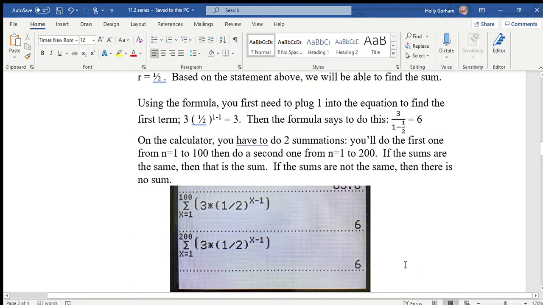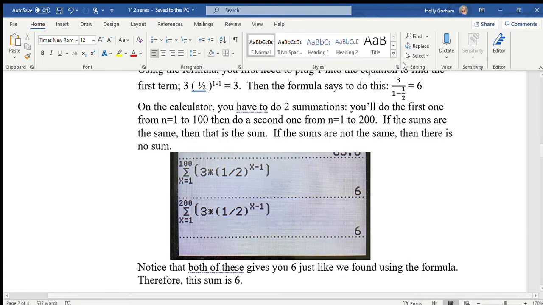So let's look at the calculator here. I did a summation from 1 to 100 and got 6. I did a summation from 1 to 200 and got 6. Therefore, 6 is our sum, just like we got when we did it with the formula back here. Also, for some of you, just take note of how this is being entered into the calculator, because I think this is where some of you are messing up in terms of where parentheses and exponents are. Just be careful about how you enter things.